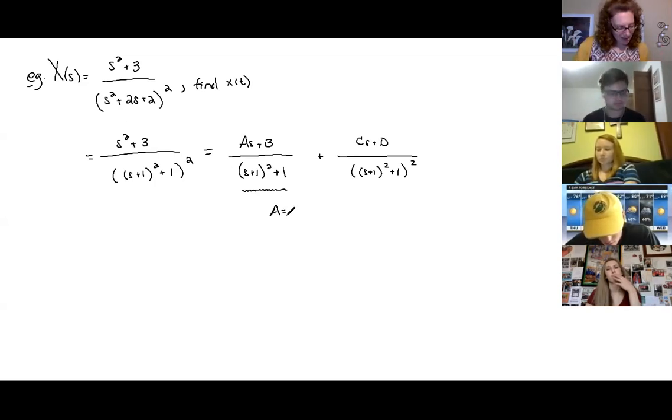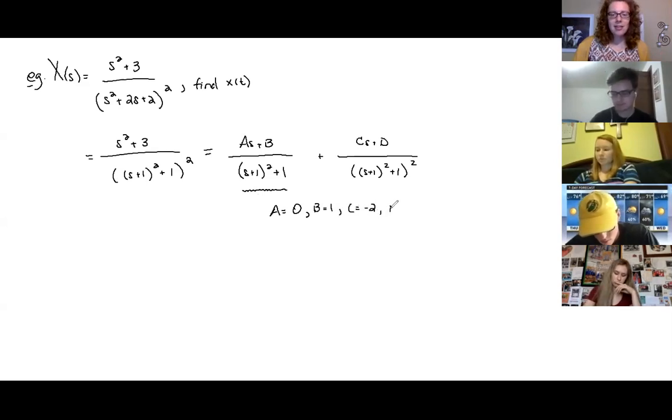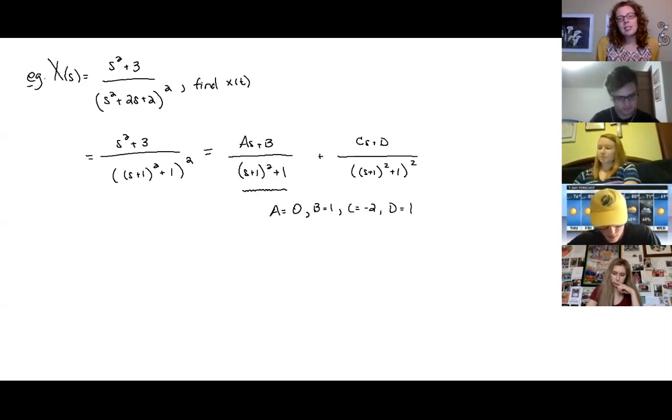And let's make sure I have my A, B, C, and D in the right place. This time I do. A is 0, B is 1, C is -2, and D is 1. Those are my answers that I get if you do partial fractions.